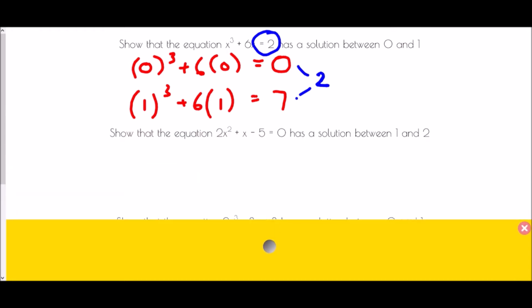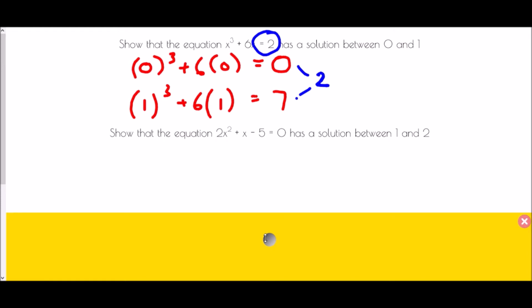Let's try it with the next question. So show that the equation 2x squared plus x minus 5 equals 0 has a solution between 1 and 2. So the same thing applies. We're going to substitute in each of those values into the equation. And if you wanted to, you could be using a calculator for this. These questions are generally calculator questions.